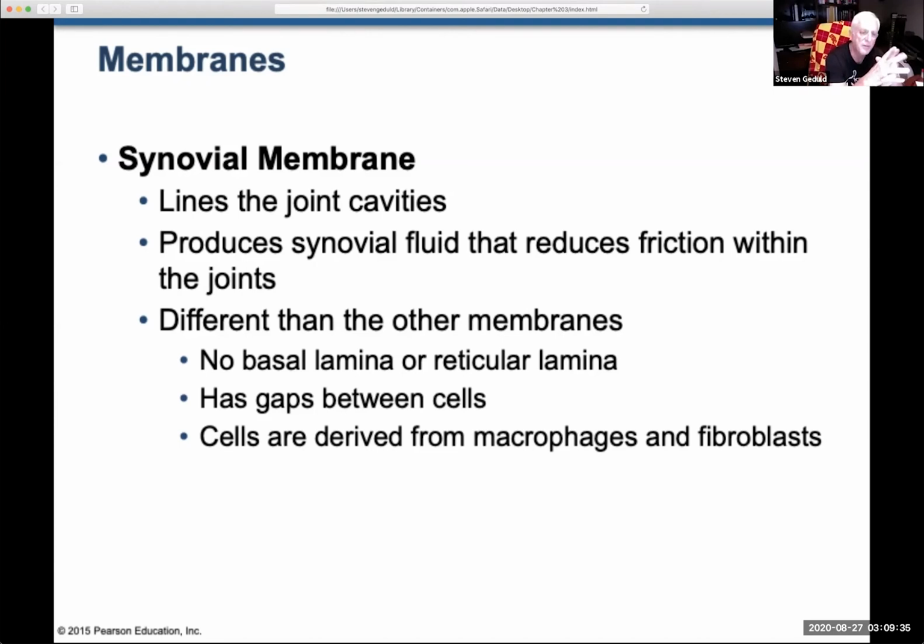It's different than other membranes. There is no basal lamina or reticular lamina. It has gaps between cells because you want this fluid to flow. You want the fluid to flow in between, so you have gaps between the cells. Cells are derived from macrophages and fibroblasts. So it's a little different than the other membranes. Okay? Again, you have no basal lamina, and you have gaps between the cells so the fluid can flow. And this is what it looks like.